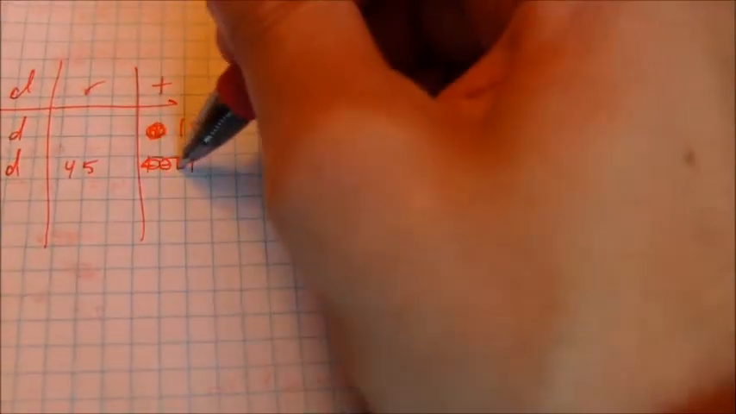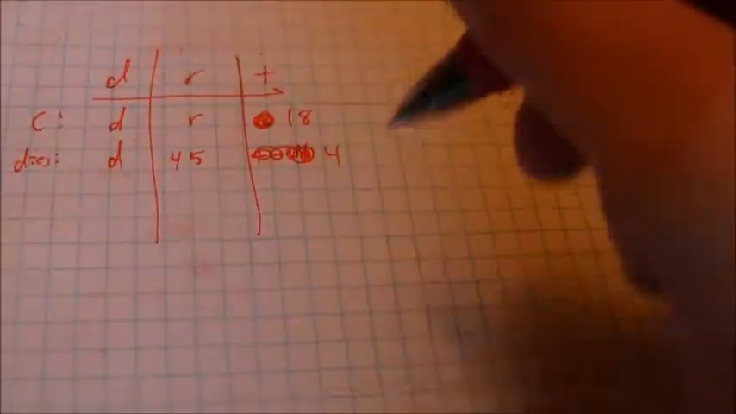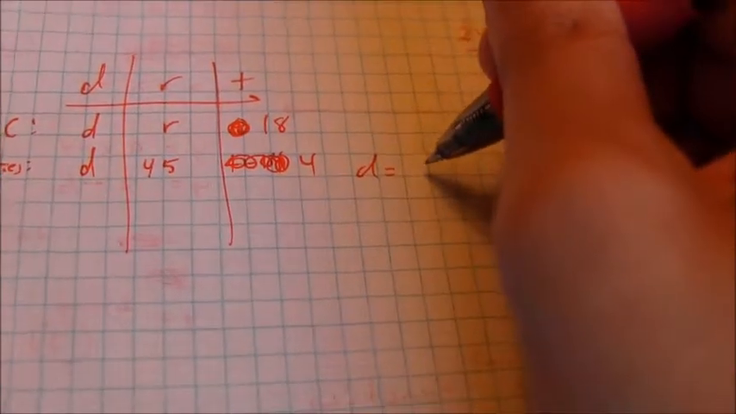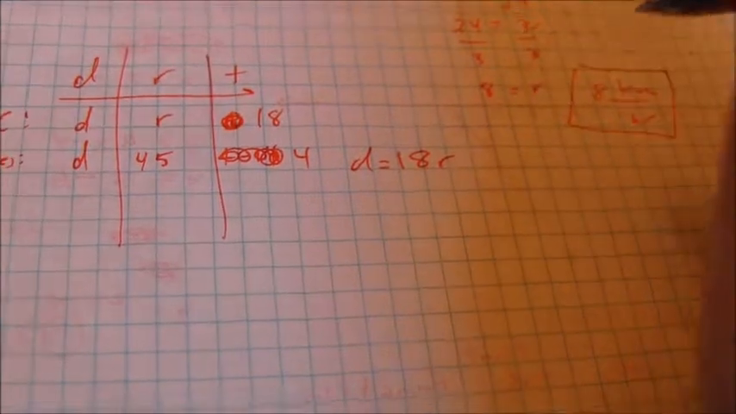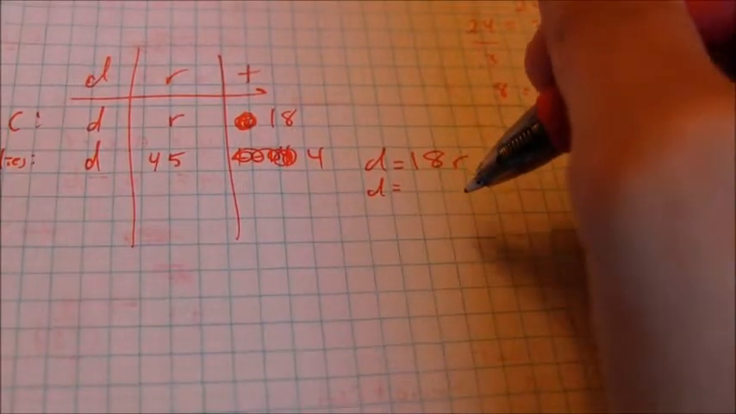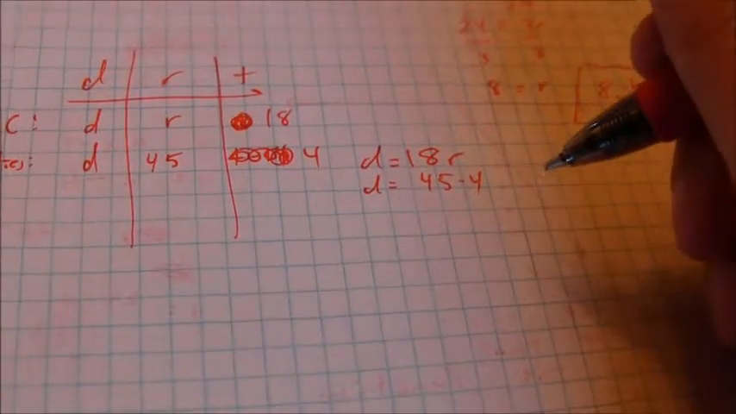And then it's going to be 4 hours for that second train. We're looking for the average rate for the cattle train, so we'll fill that in. So again, I get two equations here. For the first equation, I get distance equals the rate times time, which is 18 times r. For the second equation, I get distance is equal to rate times time. That's 45 times 4.